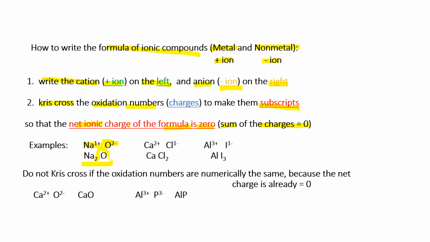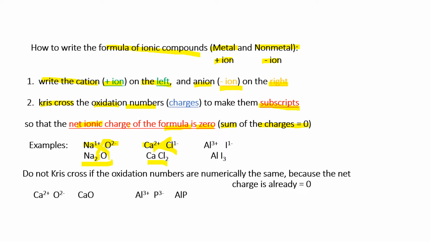Next example is Ca 2 positive written on the left and Cl 1 negative on the right. So obviously the 2 positive and 1 negative net charge is not equal to 0. Therefore, we have to do the crisscross. So this 2 crisscrosses to Cl and the 1 crisscrosses to Ca, and the formula now is CaCl2.